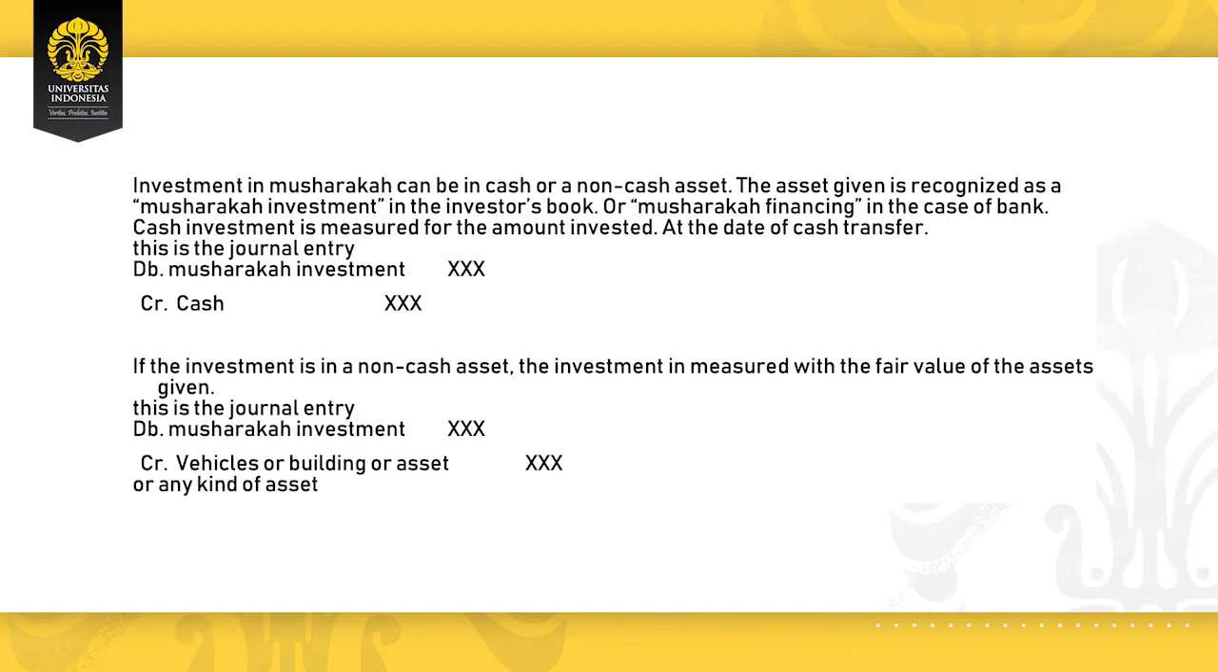Investment in Musharakah can be in cash or a non-cash asset. The asset given is recognized as a Musharakah investment in the investor's book, or Musharakah financing in the case of a bank. Cash investment is measured for the amount invested at the date of the cash transfer. This is the journal entry, debit Musharakah investment and credit cash. If the investment is in a non-cash asset, the investment is measured with the fair value of the asset given. This is the journal entry.